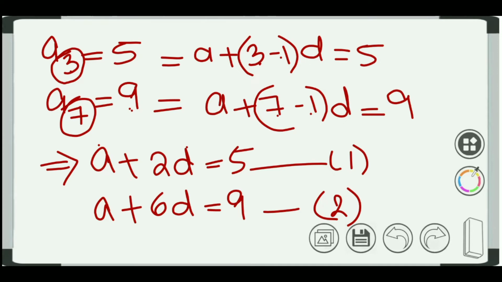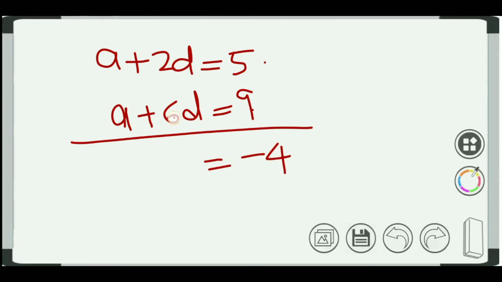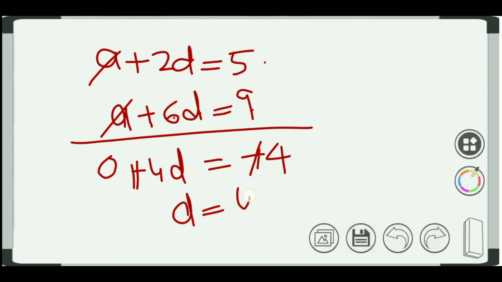So a plus 2d equal to 5, a plus 6d equal to 9. Elimination: 5 minus 9 is minus 4, 2 minus 6 is minus 4d. There is a d. a got cancelled, 0, the two negatives on both sides cancelled. d is equal to 4 by 4, which is equal to 1. Okay, so now you got the value of d as 1.